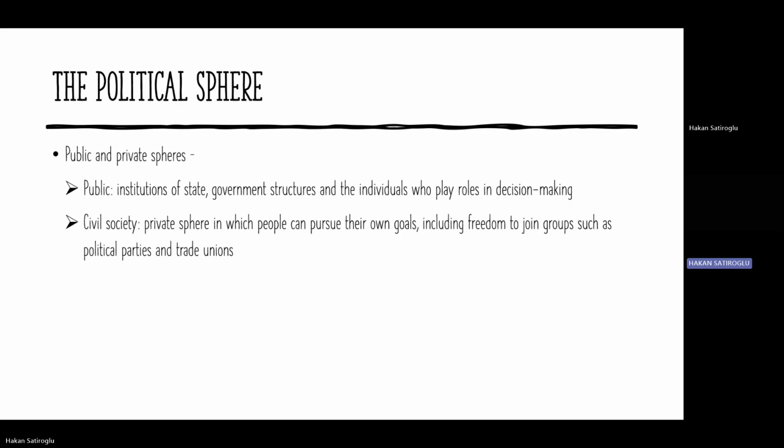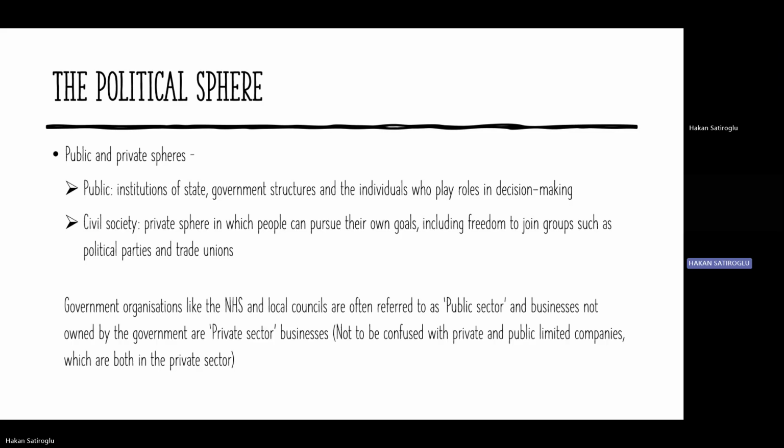But the private sphere also influences the public sphere, through lobbying, activism and market behavior. So this is important, okay? You need to understand this is not a one-way road. It's always like a cycle. It is affecting back and forward, okay?